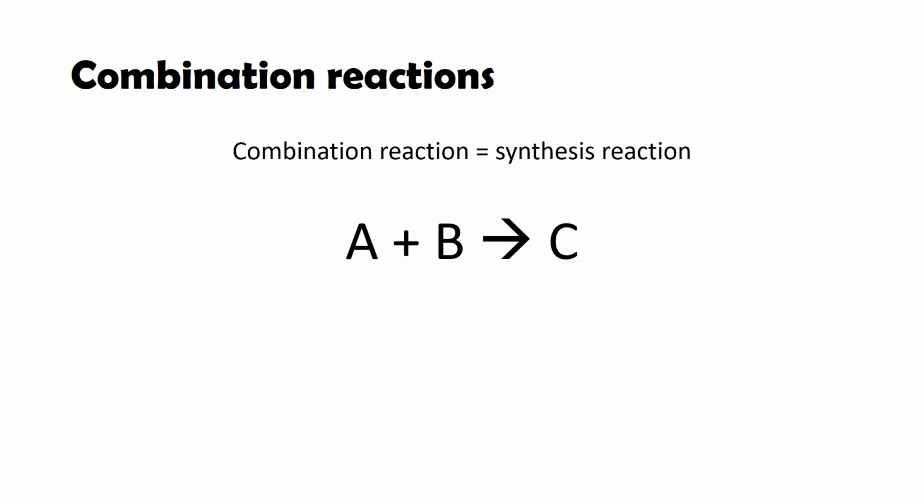We can represent this type of reaction using the pattern A plus B produces C, where A and B are two distinct reactants and C is the single new product formed. Please note that A, B, and C are not meant to be proper chemical symbols from the periodic table. They're just being used to represent different chemical compounds. If we look at this example of a combination reaction, potassium, or K, could be represented by A, Cl2 could be represented by B, and KCl could be represented by C.